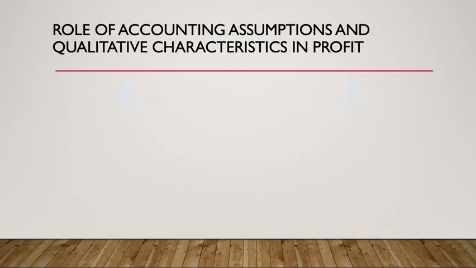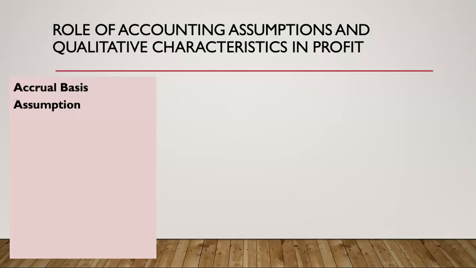Once we've done that, we can then start to think about how we calculate and report it. And this is where we consider all the accounting assumptions and qualitative characteristics that are important. I'm going to talk about 3, but really, because profit is such an important part of accounting, all of our characteristics are relevant. What are 3 that are particularly important? The accrual basis assumption, this is an accounting assumption, is integral. Probably the most important one.